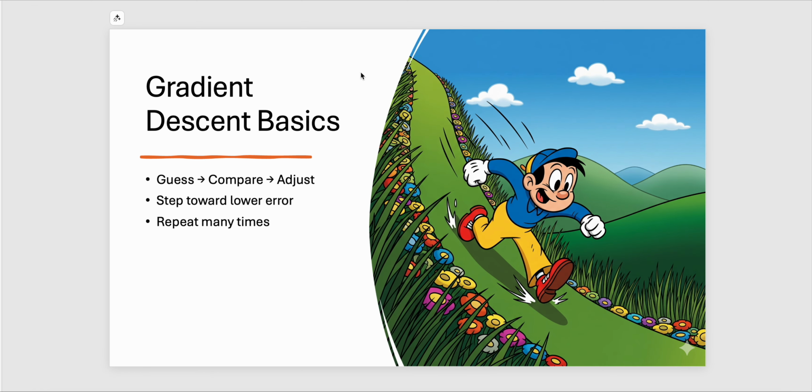Let's understand gradient descent. This is how models learn. Learning happens step by step. Imagine you are blindfolded on a hill, trying to reach the lowest point. You feel which way is downhill and take a step. That's what gradient descent does. It slowly guides the model to make fewer mistakes.